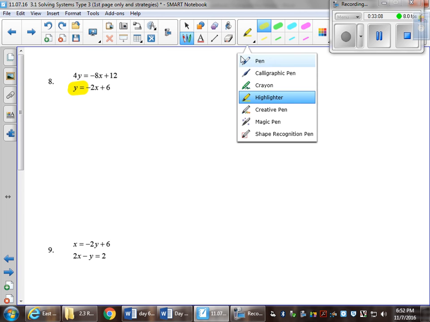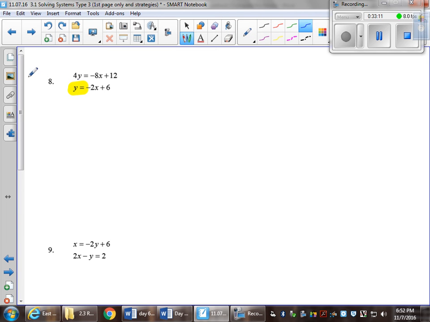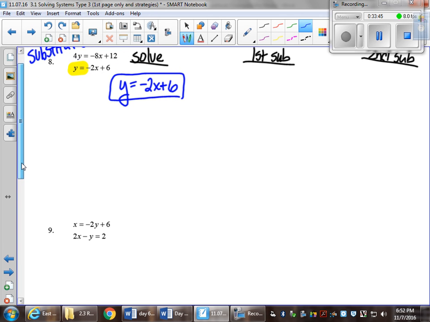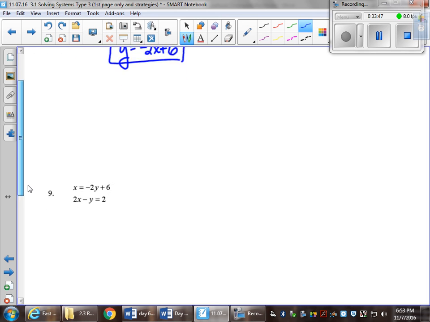I see that one of these is already solved for y. This will be substitution. So number 8 is substitution. Solve, first sub, second sub, where this one is already solved for you. Y equals negative 2x plus 6. Again, just focusing on the setups. So you finish 8, okay?